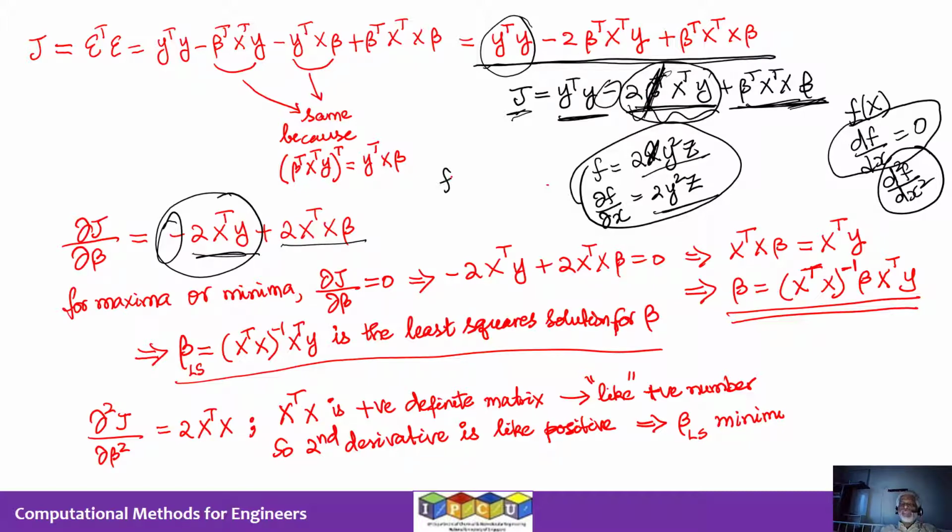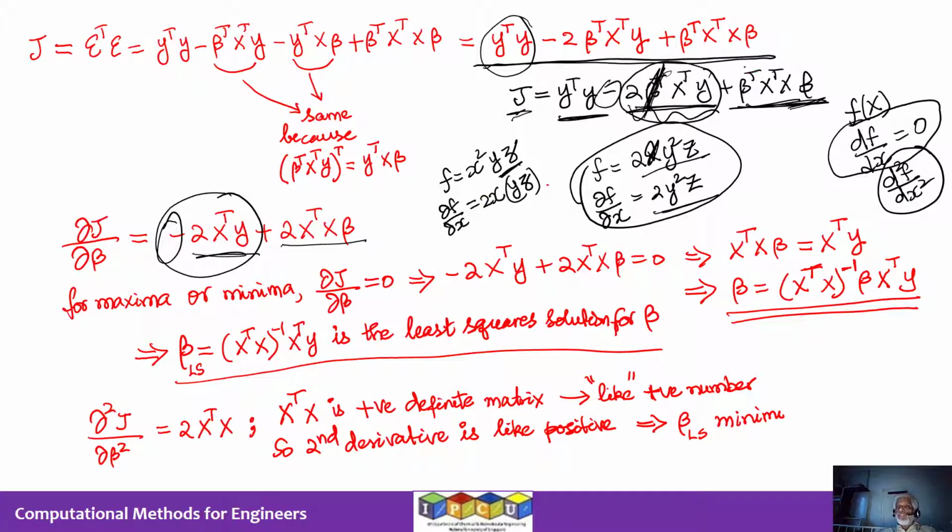Now suppose your function is x squared y z, and you want to find out dou f by dou x. So what would that be? You will retain this y z, and the derivative of x squared with respect to x will be 2x.